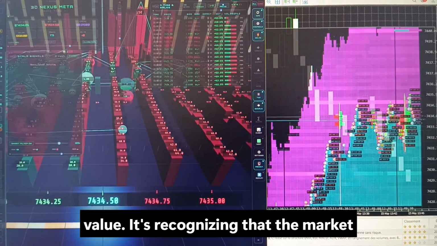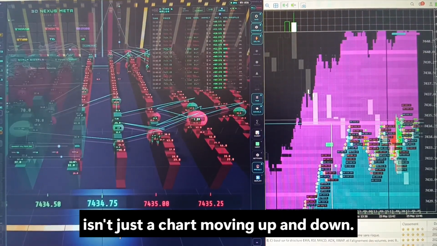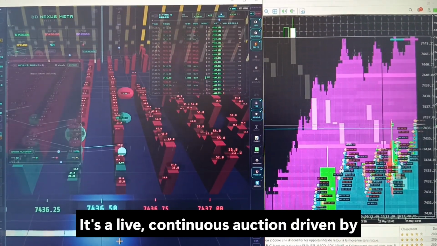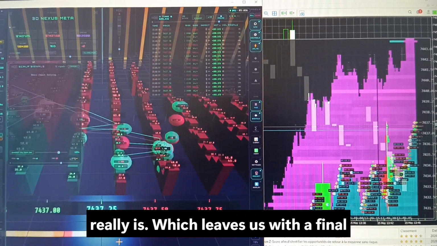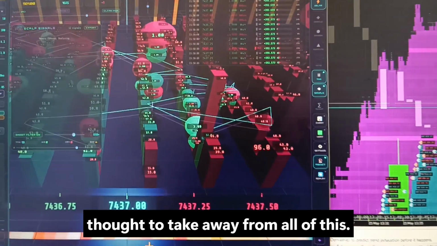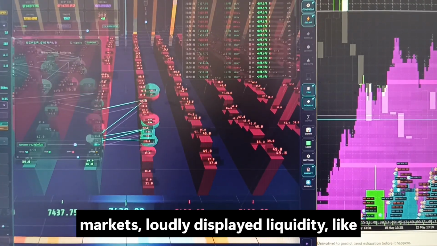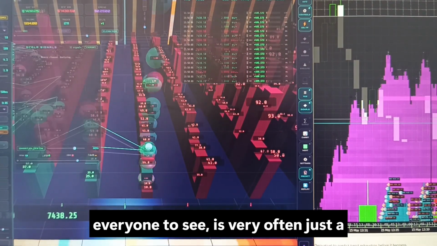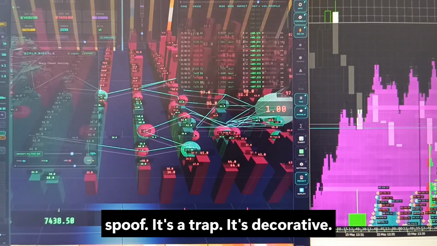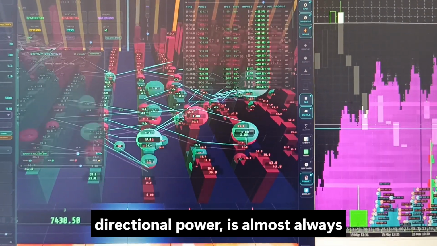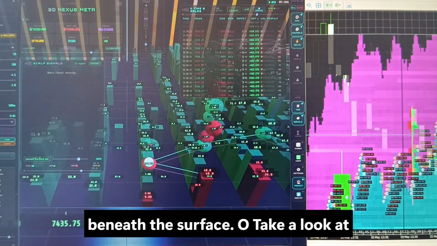It is a completely different way to perceive value. It's recognizing that the market isn't just a chart moving up and down, it's a live, continuous auction driven by fear, greed, and forced execution. It really is. Which leaves us with a final thought to take away from all of this. We learned today that in financial markets, loudly displayed liquidity, like the massive glowing walls designed for everyone to see, is very often just a spoof. It's a trap. It's decorative. Meanwhile, the real intention, the true directional power, is almost always hidden in quiet, relentless absorption beneath the surface.